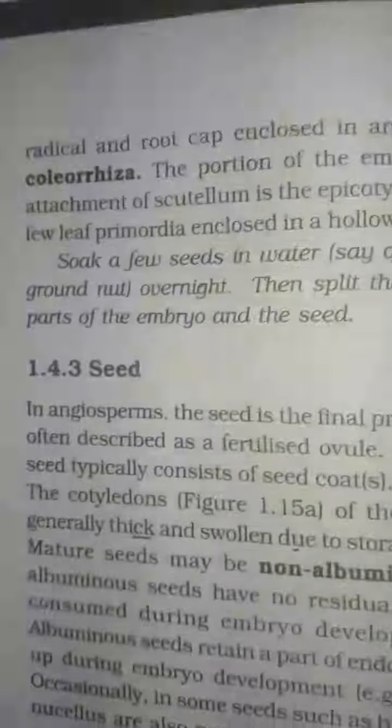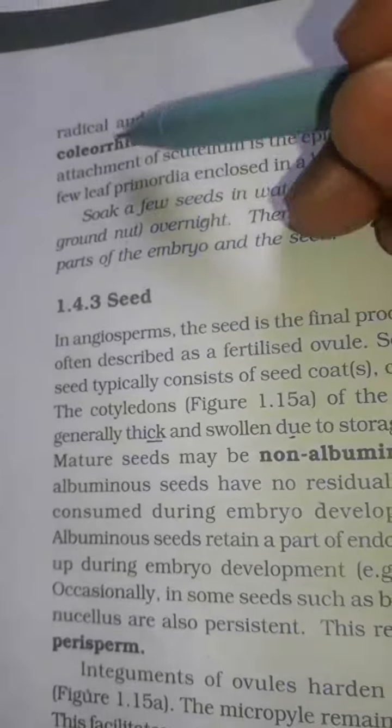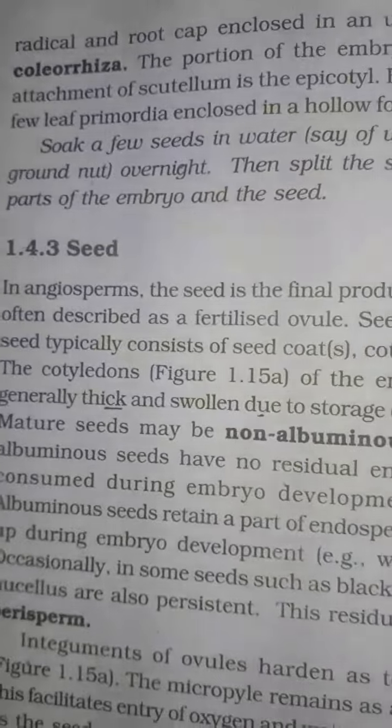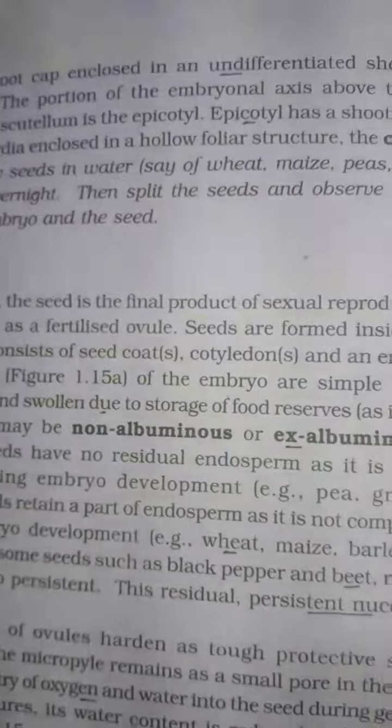At its lower end, the embryonal axis has the radicle and a root cap enclosed in an undifferentiated sheath called the coleorhiza. And the portion of the embryonal axis above the level of attachment of scutellum is the epicotyl.